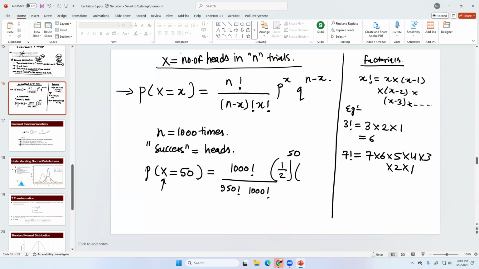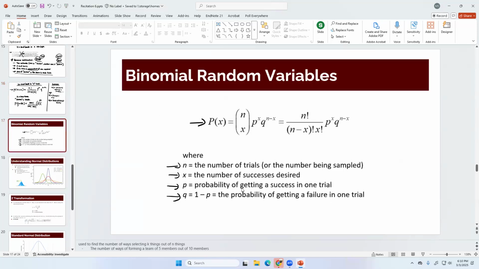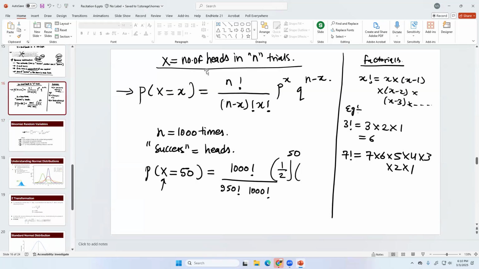Q, what is Q? Probability of getting a failure in one trial. So what is Q in this context? 1/2 again, right? In this context, what does failure mean? Getting a tail, right? There are only two outcomes. If success is heads, then failure will be tails. So n minus x, what is this? It is 950 again.